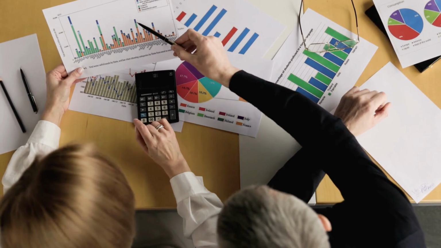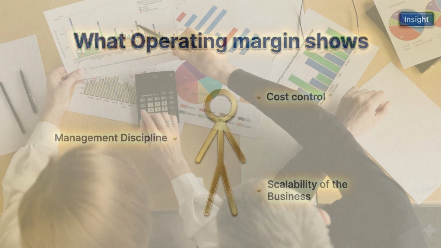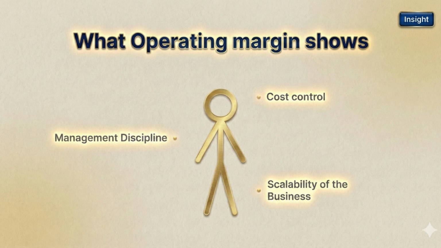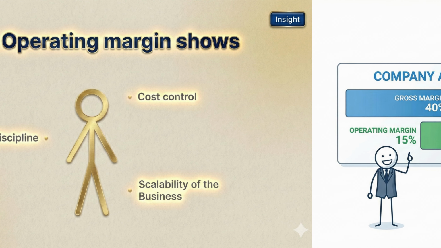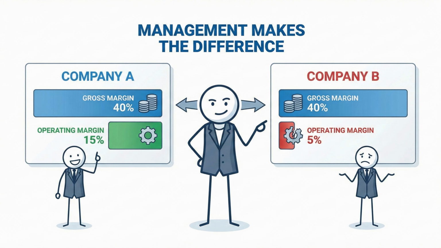What operating margin tells you? Operating margin reflects management discipline, cost control, and scalability of the business. Two companies can have the same gross margin, but very different operating margins. The one with better operating margins is usually the better run business.